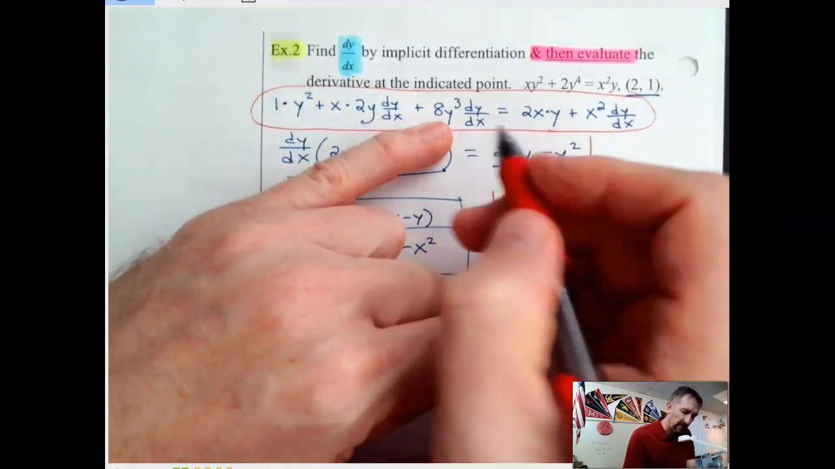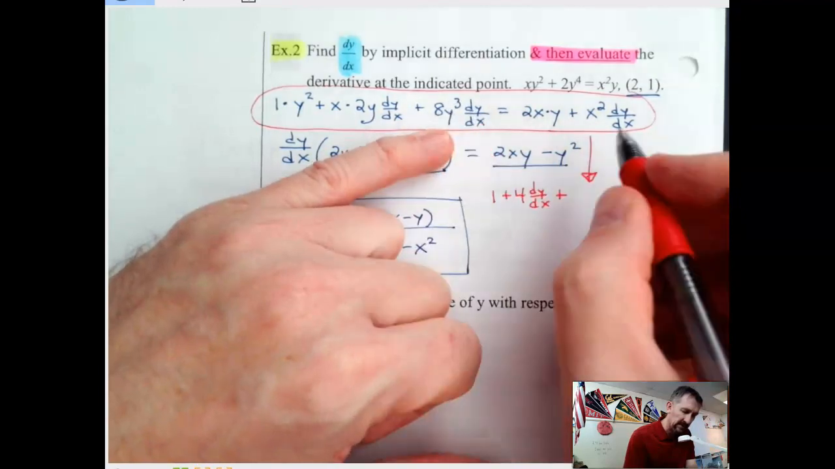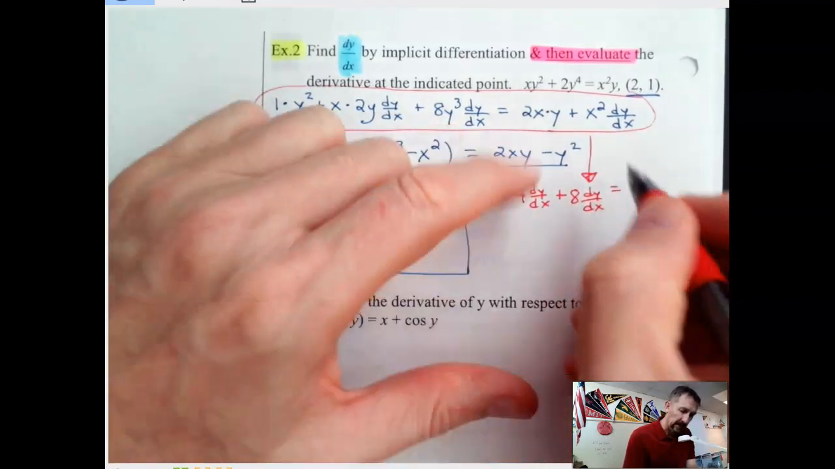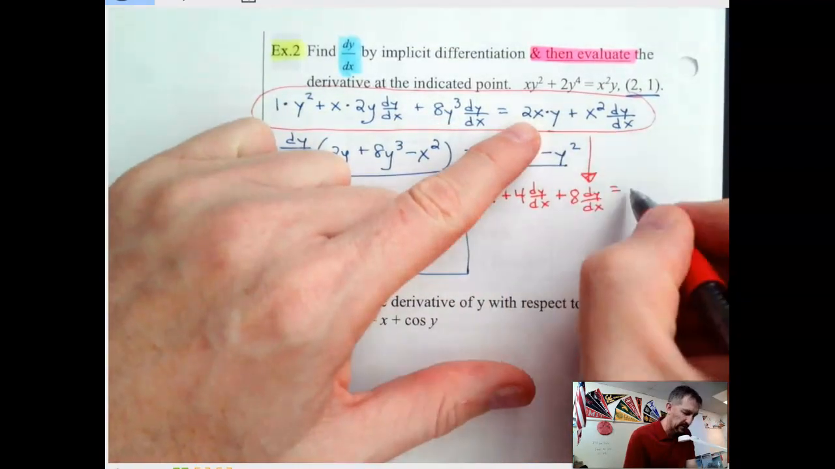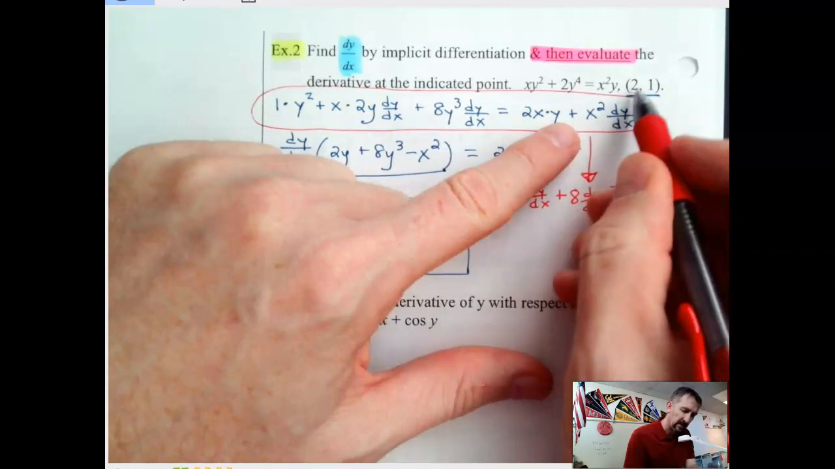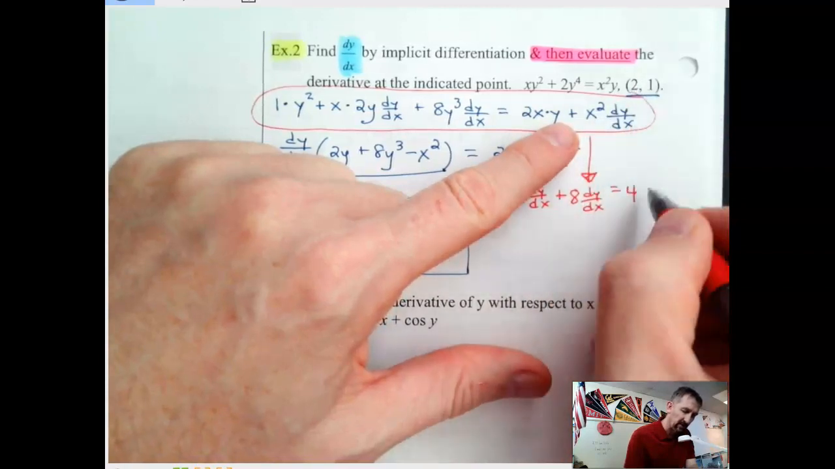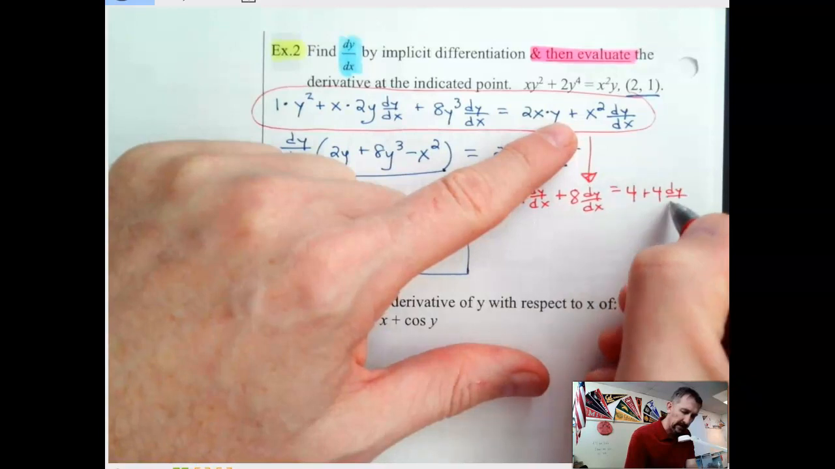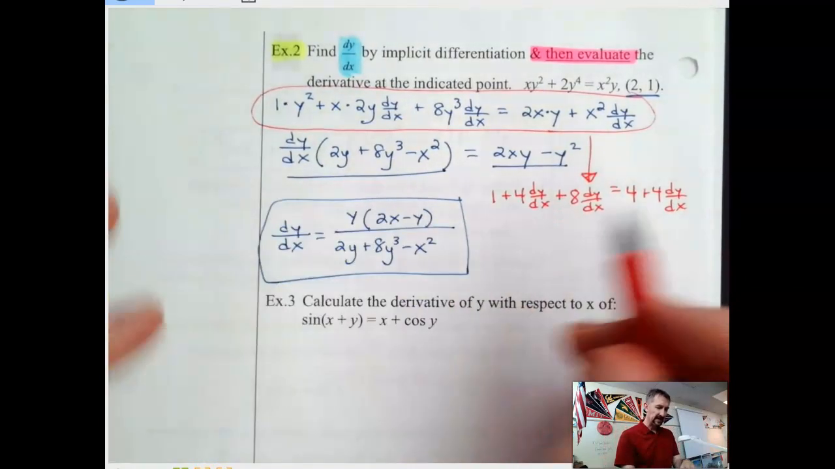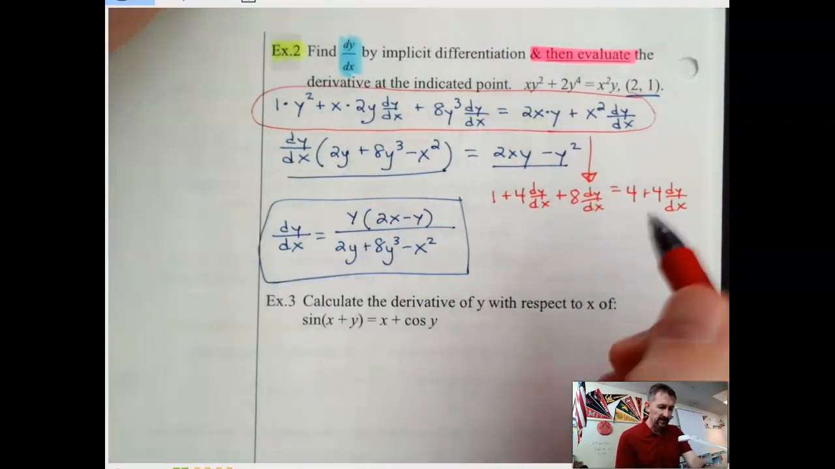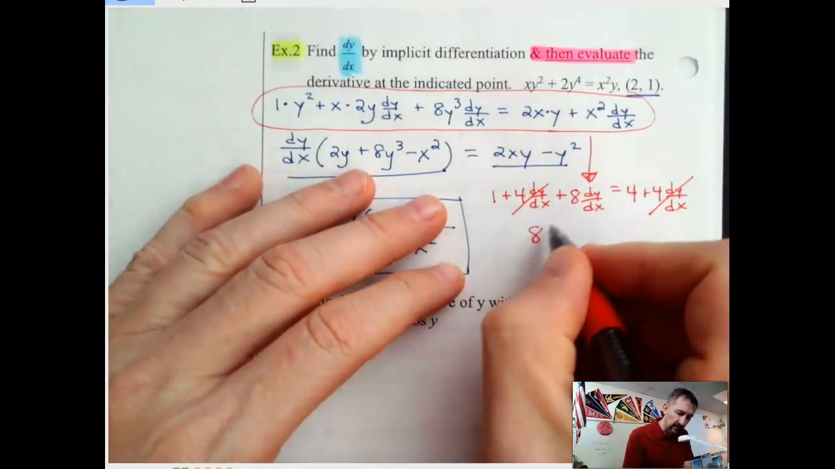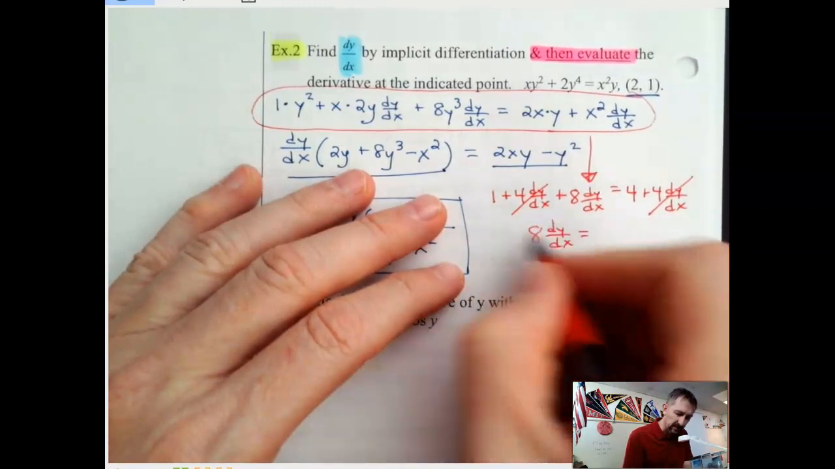Okay, moving over here, plug a 1 in, 1 cubed is 1, times 8 is 8, so that's 8 dy dx. Okay, now here, 2 times 2 is 4, times 1, that's going to be 4. And finally down here, plug in 2 for x squared, so that's going to be 4 dy dx. All right, now if I start to gather this stuff together, then I would be subtracting 4 dy dx from both sides, and that would cancel. That's going to leave me with 8 dy dx, subtract 1.